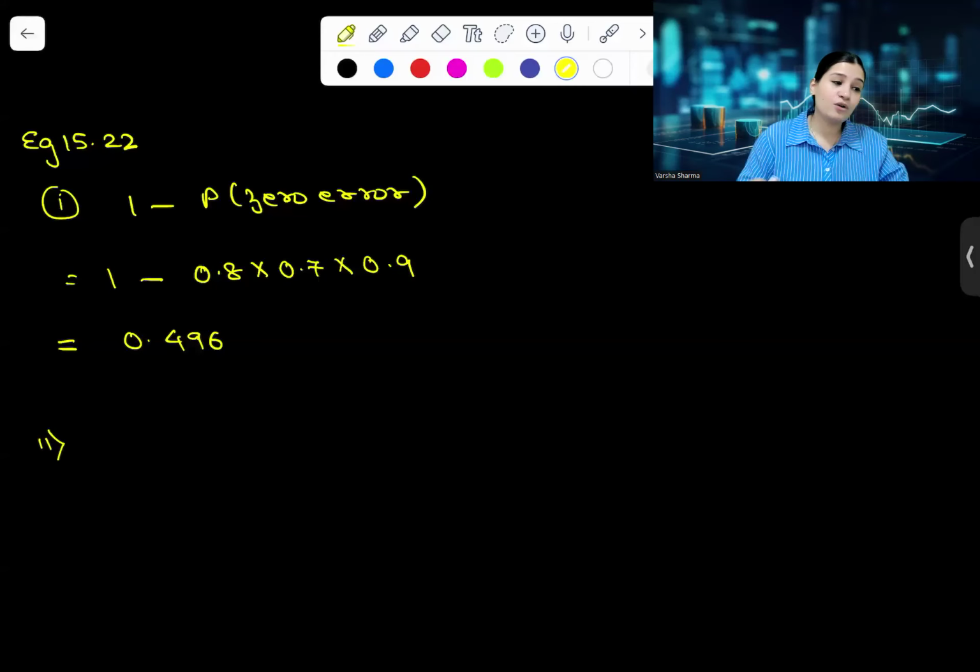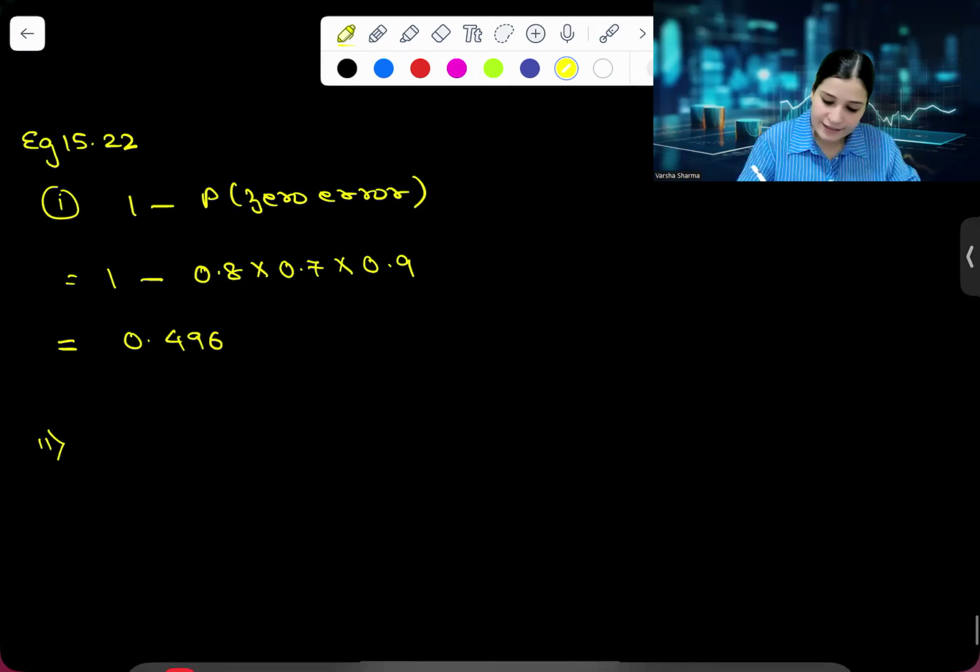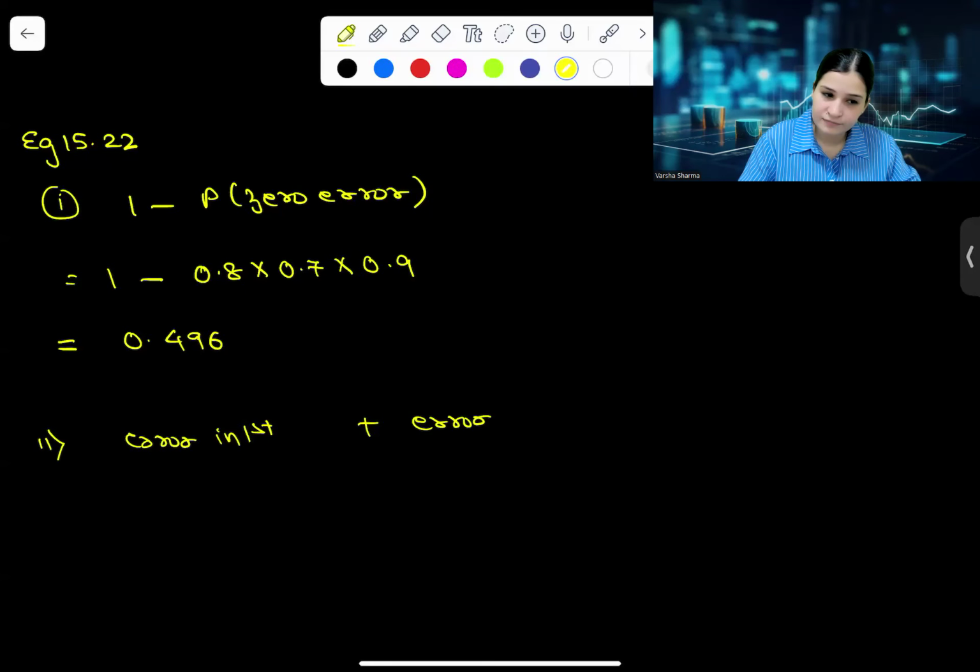Second one, only one computer error. That means there should be exactly one error. So what will happen here? What are the cases? One and only one error. I can have an error in the first one, and in the other two I won't have an error. I may have an error in the second case, not in the first and third. I may have an error in the third one, but not in the first and second. So there are three cases: error in first, or error in second, or error in third.